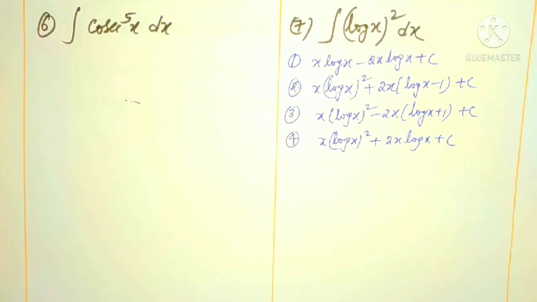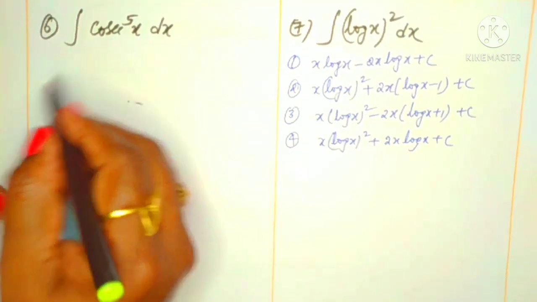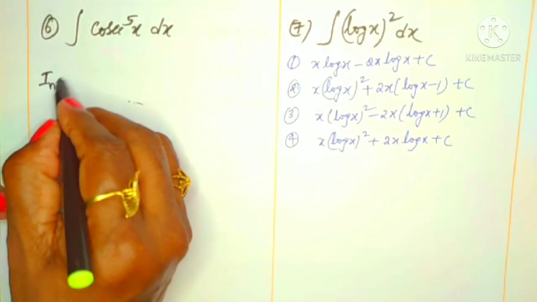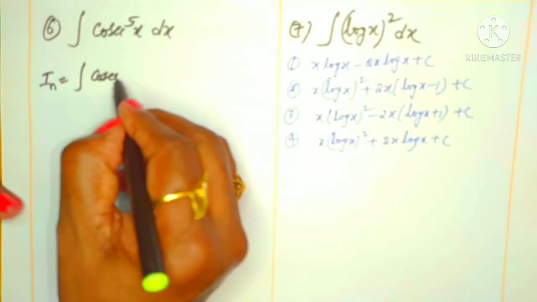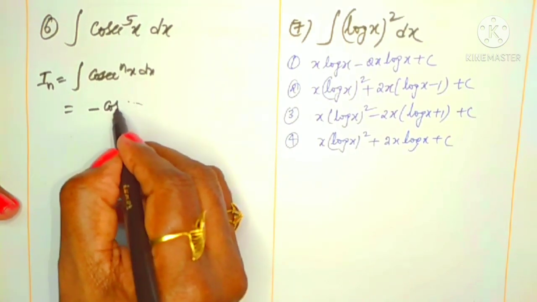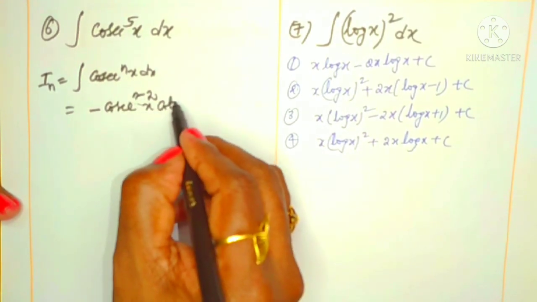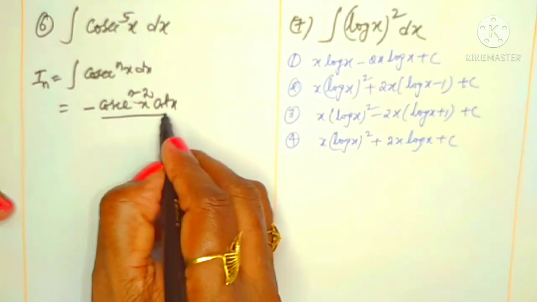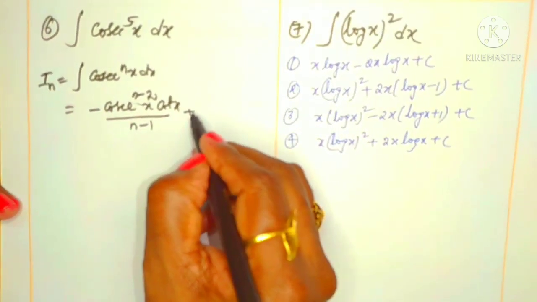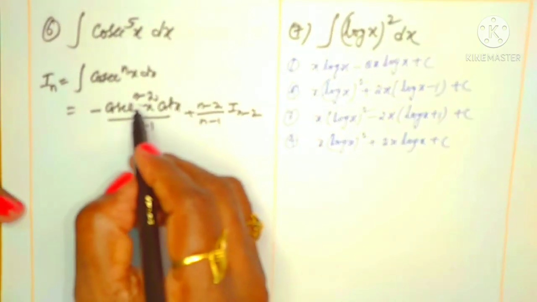The reduction formula is given here also: the integral of cosec^5 x. I already did sec^5 x. Here it is cosecant, 5 or 10 whatever it may be, and we have to know the reduction formula of cosecant. If In is the integral of cosec^n x, then it equals minus cosec^(n-2) x cot x by (n-1), plus (n-2) by (n-1) of I(n-2). This is the reduction formula of cosecant.